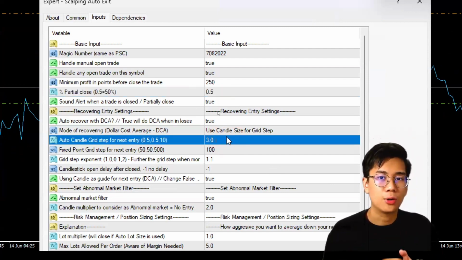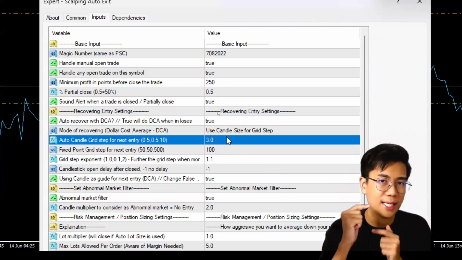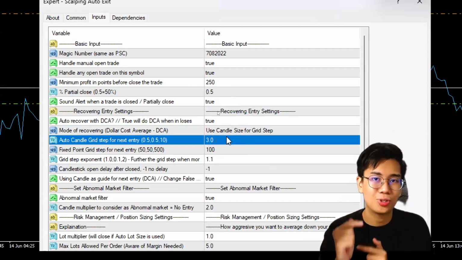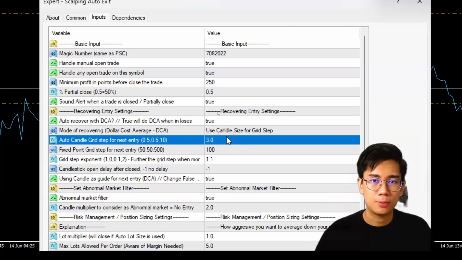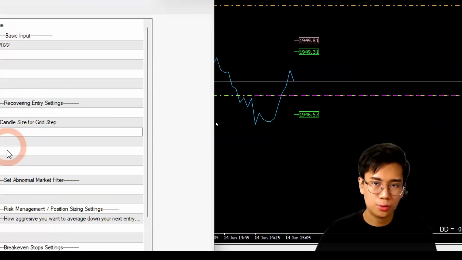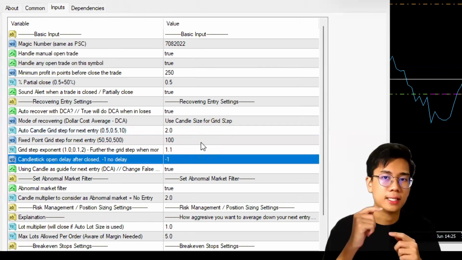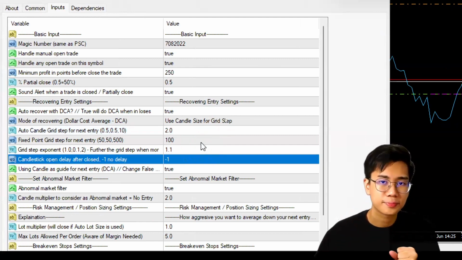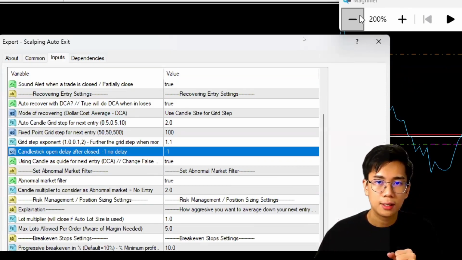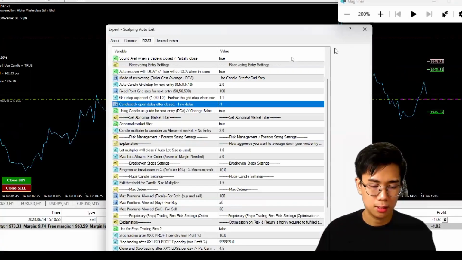After that, this is the auto grid step for the next entry. Now the gap distance is about 3 candlesticks. If you think the gap is too big and you want to be even more aggressive, you can put it to 2 candlesticks. As long as the gap goes out slightly above 2 candlesticks, it will close for you also. We do the setting until here first, and we click OK.